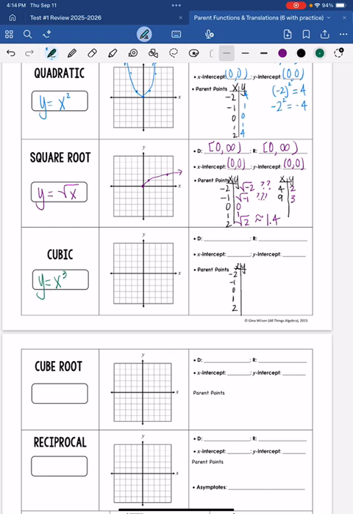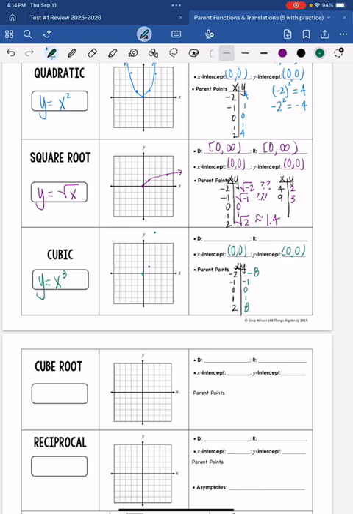Okay, so negative 2 cubed is negative 8. Negative 1 cubed is negative 1. 0 cubed is 0. 1 cubed is 1. 2 cubed is 8. Again, it goes through the origin. So 1, 1, 2, 8, I don't know.